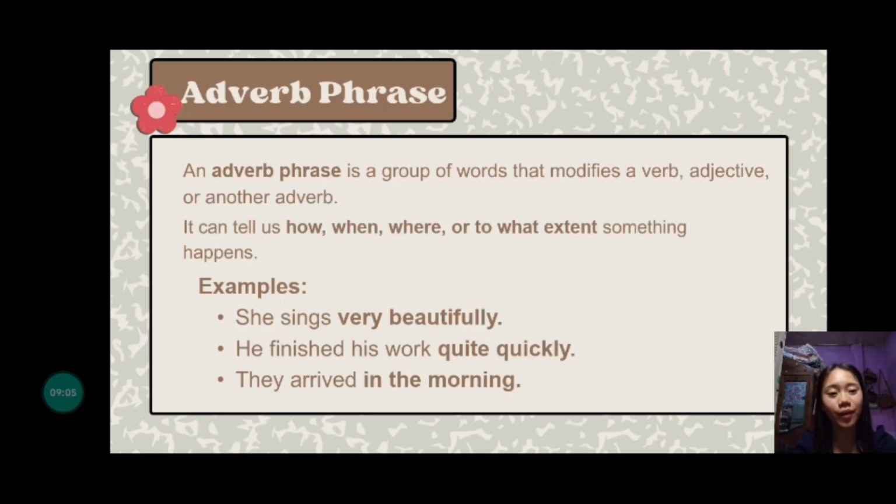The next one is the adverb phrase. An adverb phrase is a group of words that modifies a verb, adjective, or another adverb. It can tell us how, when, where, or to what extent something happens. In the example, he finished his work quite quickly. Here, quite quickly tells us how he finished his work. When identifying an adverb phrase, we can ask a question such as how, when, or where. This can help us recognize the function of the phrase.